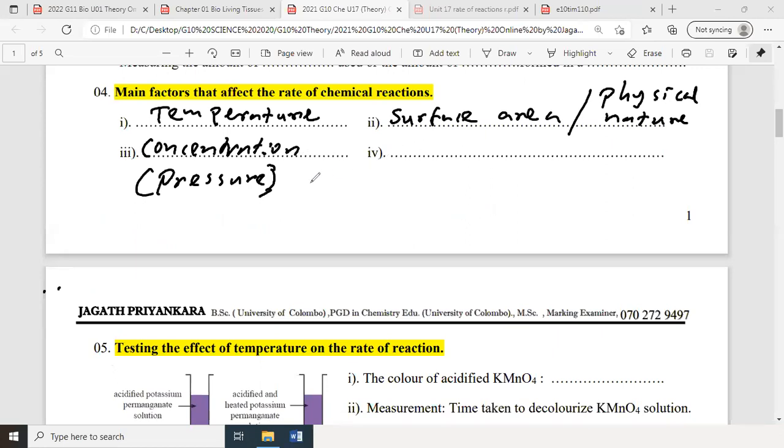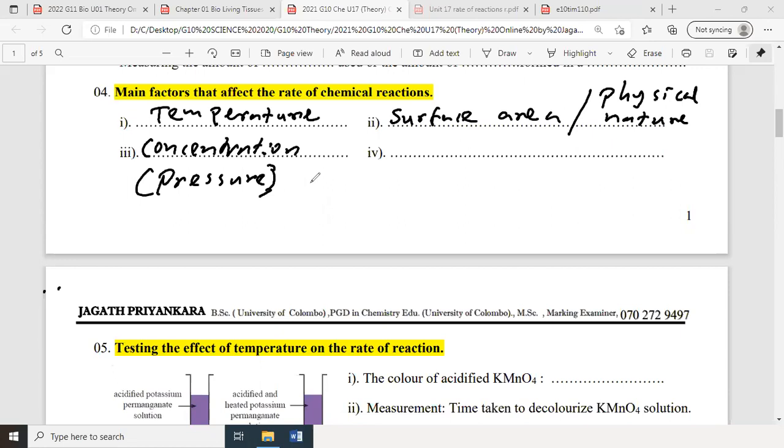They can give the practical. They will give the experiment. They'll ask the effect of which factor can be tested here, can be demonstrated. The effect of which factor on the rate. There can be more than one factor affecting the rate.